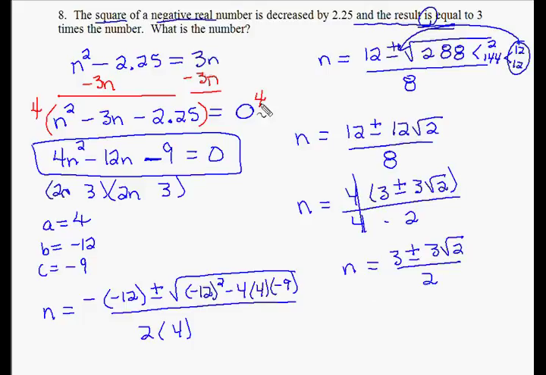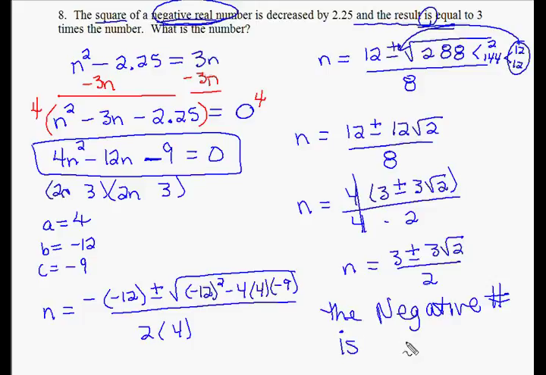But not really. Again, they wanted a negative real number. And 3 plus 3 square roots of 2 over 2 is positive. So the number, the negative number, is 3 minus 3 square roots of 2 all over 2. Which in the calculator, if you check, is a negative 0.62132 and so on. It's an irrational number. It goes forever. And there you have it.